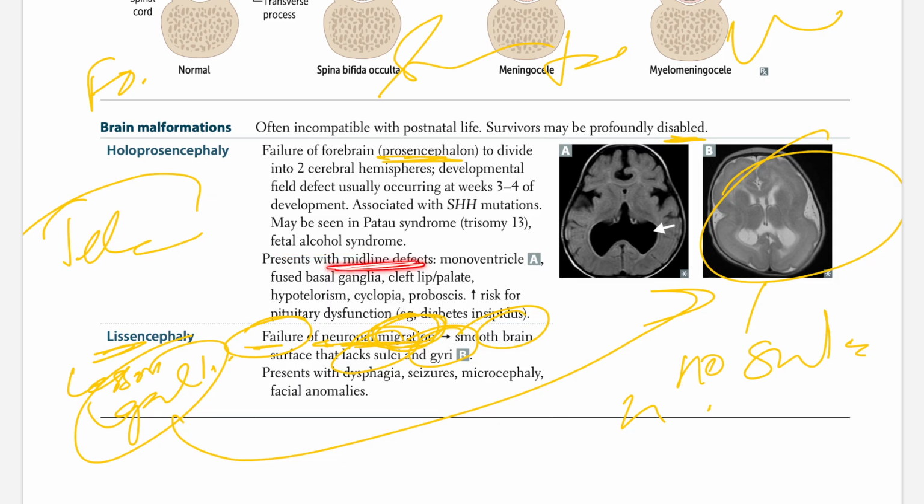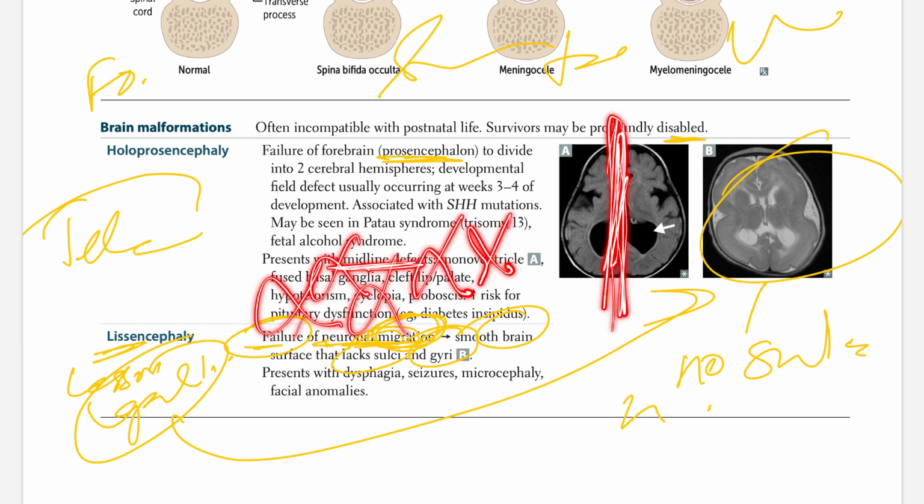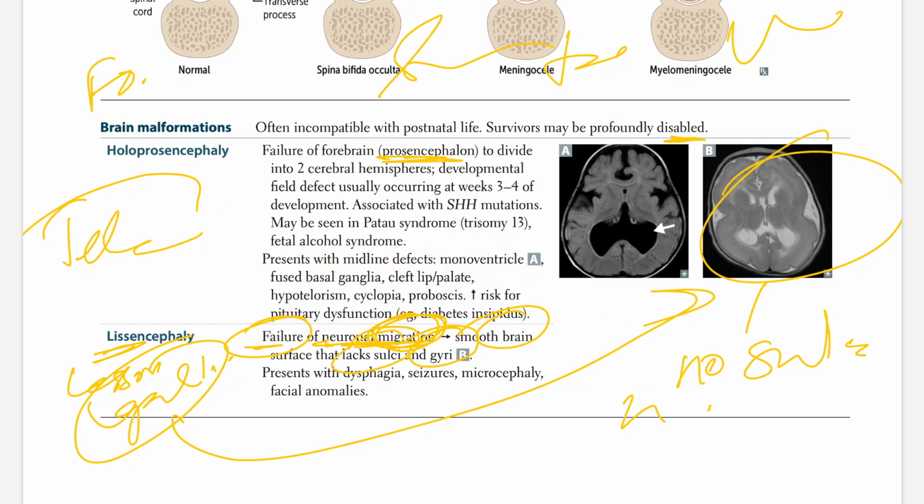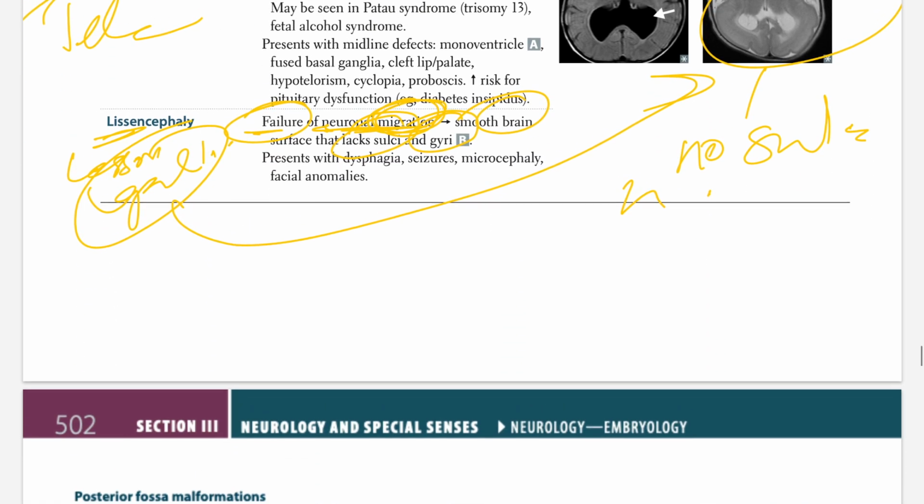It's going to present as a midline defect. Whatever the midline structures are, they're going to be defective: one ventricle, fused basal ganglia, cleft lip and palate, hypotelorism, cyclopia. Hypotelorism is two eyes close together. Cyclopia is just one eye. And arhinia is a nose defect. The pituitary is also central midline, right? So you can have a pituitary defect as well. And these are all the brain malformations.